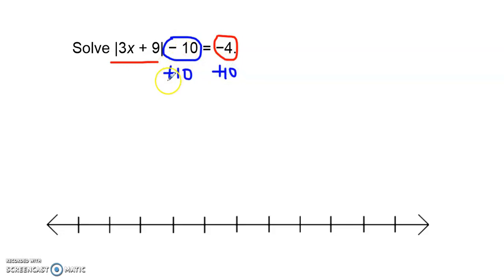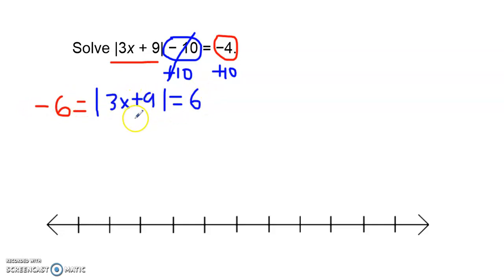So 10 minus 10 is 0, so it cancels. Now we are left with the absolute value of 9 plus 3x. And then on this side we have 10 minus 4 is 6. Now this is positive, so now we can solve it. So we have to do the negative one, so I'm just going to put it over here as negative 6.